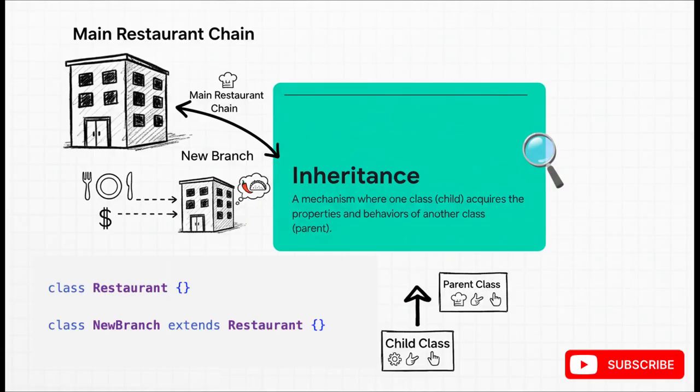Here's another way to think about it. Imagine a huge restaurant chain. When they open a new branch, that new place automatically gets the whole menu, the recipes, the way they run the kitchen, all of it. But that new branch can totally add a few local specials to the menu. It is a version of the main restaurant, just a little different.